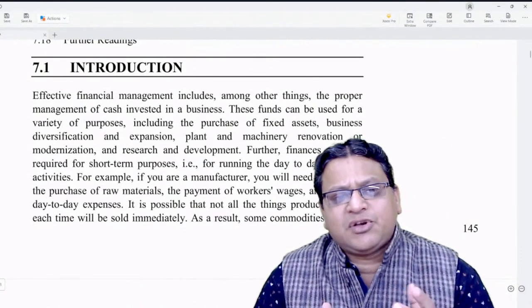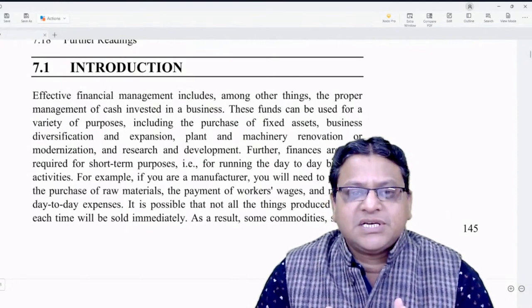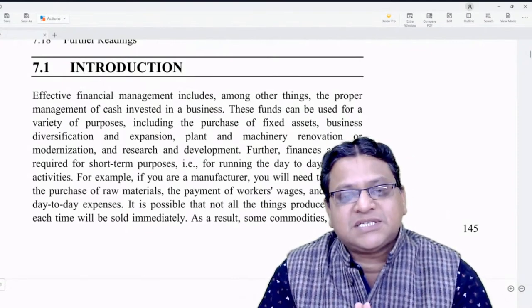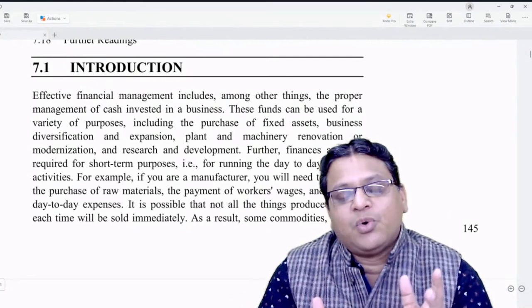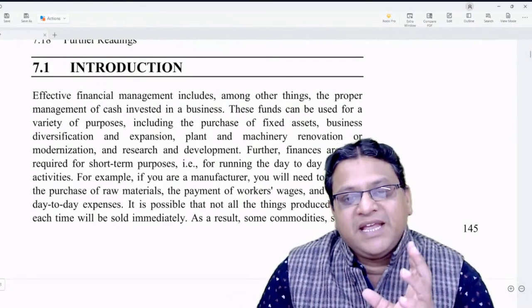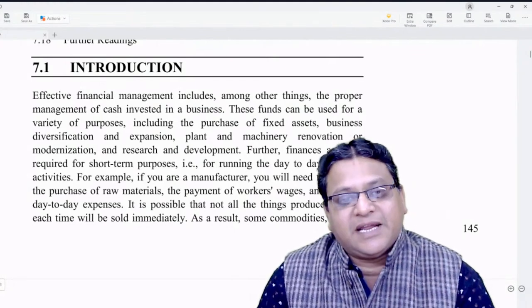A business requires funds for two types of purposes. One is for establishing the business, another is for running the business. Ek business ko do tarah ka paisa chahiye. Ek paisa business banane ke liye aur ek paisa business chalane ke liye.